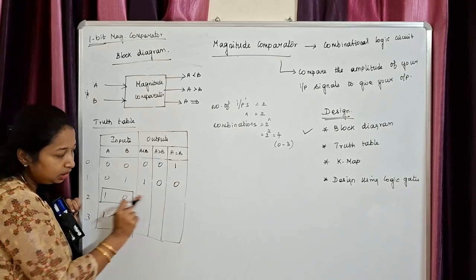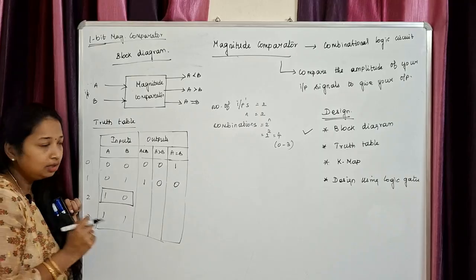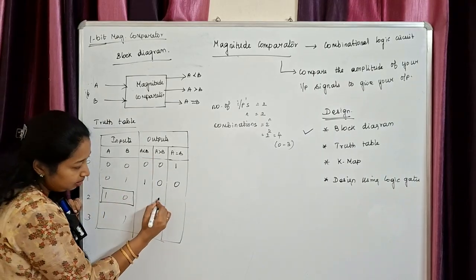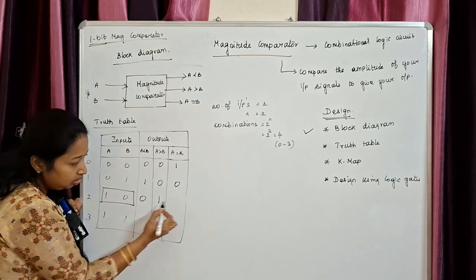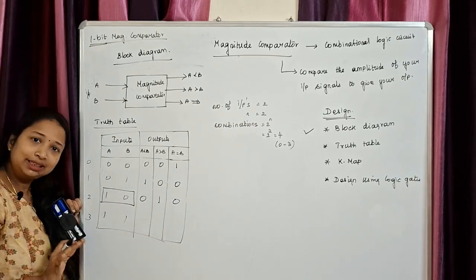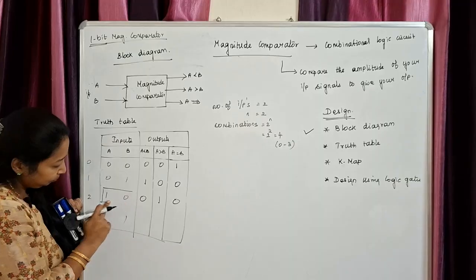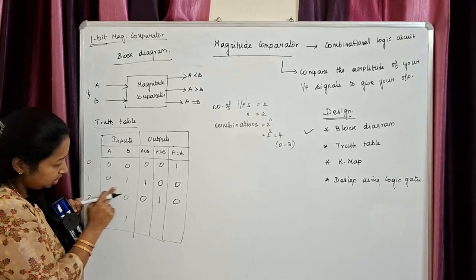So, against which particular column will you mention 1? It is against A greater than B. So, against A greater than B, you will put a 1. And on the remaining outputs, you will mention 0. Is it clear? Now, let's try out with the next combination.